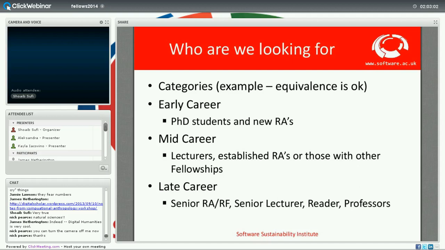So who are we looking for? Well, you saw some very good examples in terms of the fellows that we have this year. But just to go through the categories, people at equivalent stages are fine. We have a large focus on early career researchers, people who are PhD students and RAs, people who are mid-career, like lecturers or established RAs or those with other fellowships, and also late career, which are senior RAs, RFs, senior lecturers, readers, even professors who have applied.